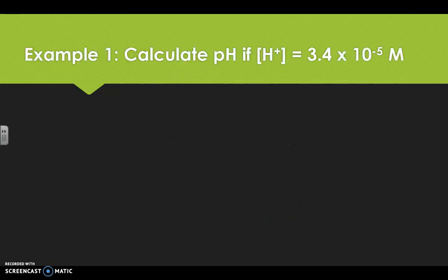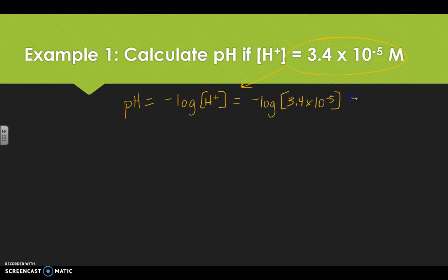So how can we use all this? Number 1 says to calculate the pH if the hydrogen ion concentration is equal to 3.4 times 10 to the negative 5th molarity. We know that we're looking for pH, and pH is equal to the negative log of the hydrogen ion concentration. Since we have a hydrogen ion concentration, we're going to take that number and plug it right in. So to get our pH, we do the negative log of 3.4 times 10 to the negative 5th. All you have to do is plug that into your calculator.